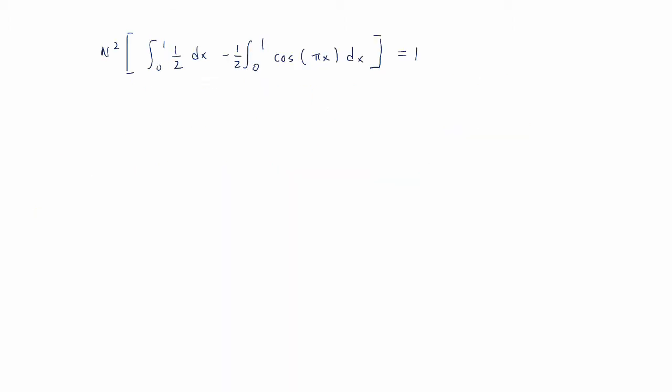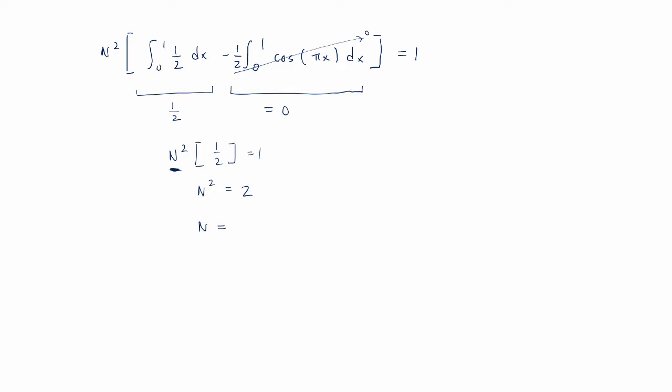Okay, so we just evaluated this integral. It's equal to 0. We evaluated this integral. It's equal to 1/2. So this expression becomes n squared times 1/2, which is equal to 1. Now I'm trying to solve for n, because n is the normalization constant. So let's solve for n. I have n squared times 1/2 is equal to 1, so that means n squared is equal to 2. I multiply both sides by 2 to get rid of that 1/2.